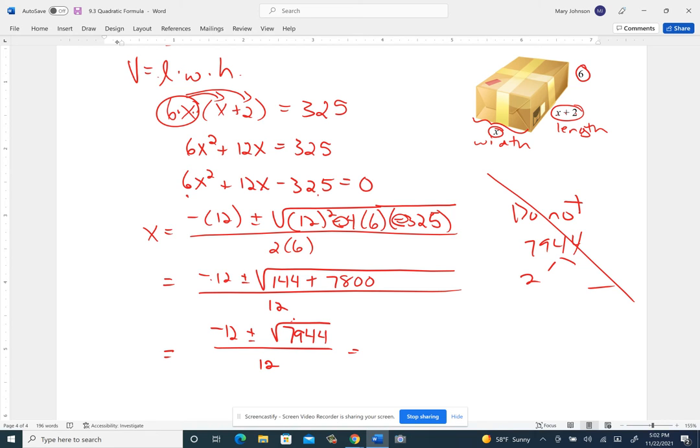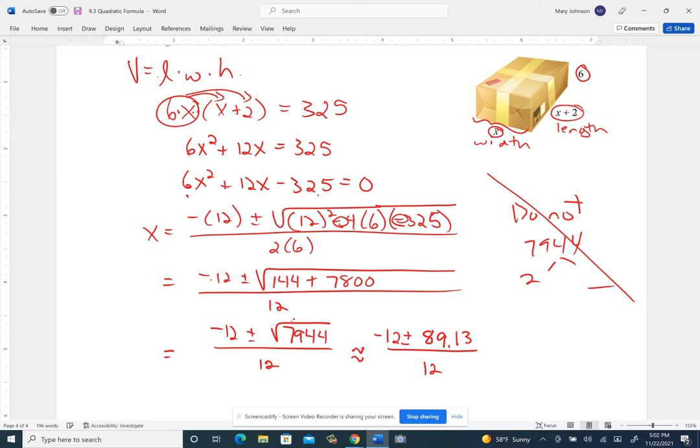Okay. And then since it wants the nearest tenth of an inch, I normally keep a little more accuracy early on. So I might keep like 2 decimal places. So the square root of 7,944 is about 89.13. Let me change this because I'm rounding. So that's approximately that over 12.